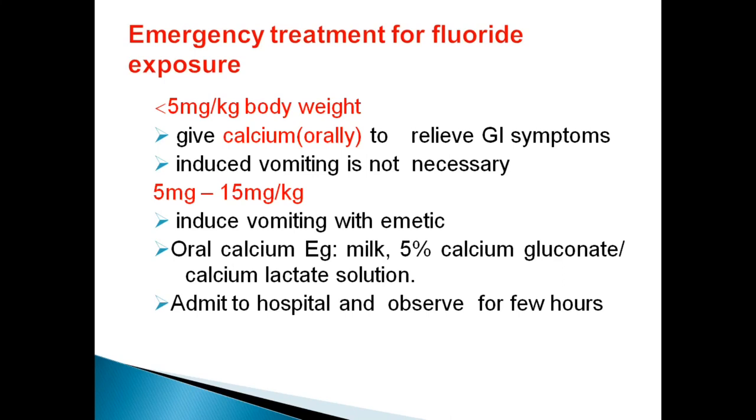So what if the consumption is between 5 milligram to 15 milligram per kilogram body weight, or 0.5 to 1.5 gram? All calculations I am referring to are for a person of 100 kg. What we have to do is induce vomiting using any emetic, and give the same oral calcium, like milk, 5% calcium gluconate or calcium lactate solution, and rush him to the hospital for observation for a few hours. So vomiting, oral calcium, and taking him to hospital will be the treatment if it is a moderate amount, that is 0.5 to 1.5 gram.